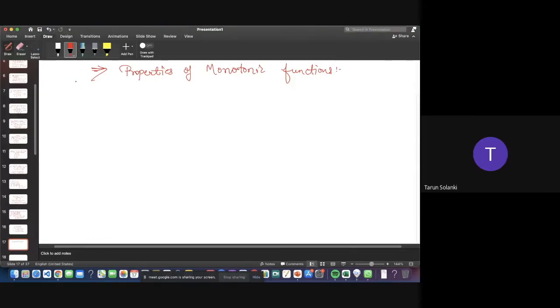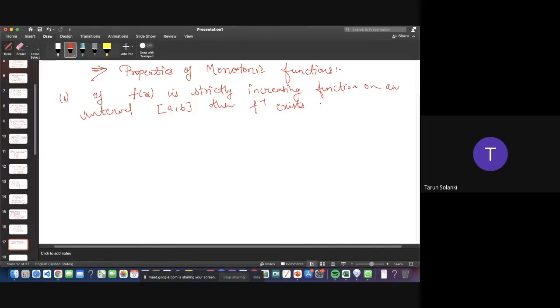Okay. So the first property is: if f(x) is a strictly increasing function on an interval (a, b), then f inverse exists and it is also a strictly increasing function, right? So this is the first one.